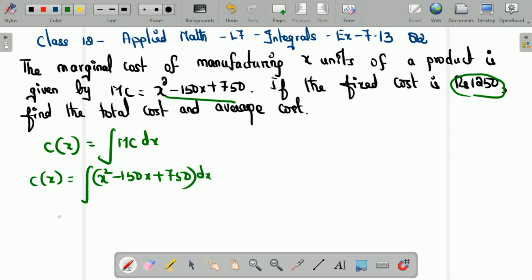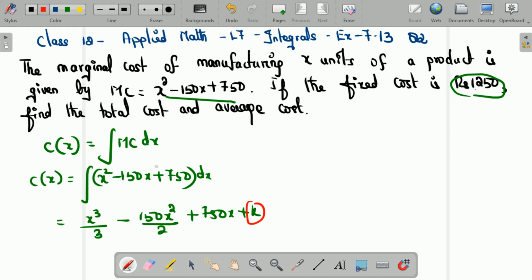So, after integration, this expression will become X cubed by 3 minus 150 X squared by 2 plus 750X plus K. I'm using the letter K because this is C of X. Otherwise, you can use whatever letter you would like. Now, the K is going to be nothing but the fixed price. So, that is already given to us.